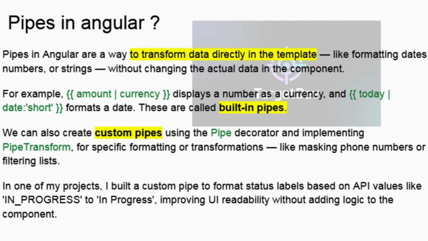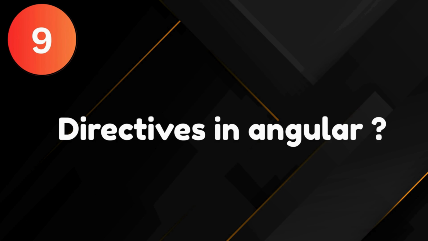In one of my projects, I built a custom pipe to format status labels based on API values like in_progress to In Progress, improving UI readability without adding logic to the component.